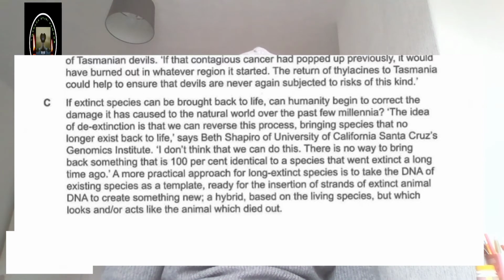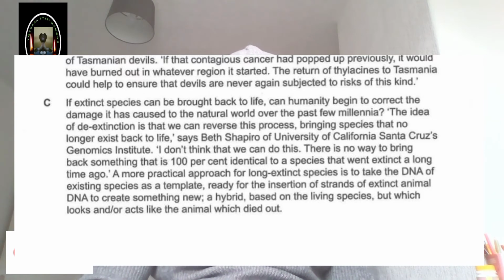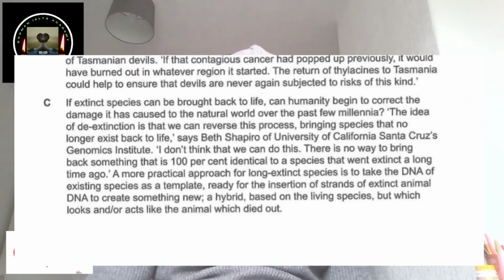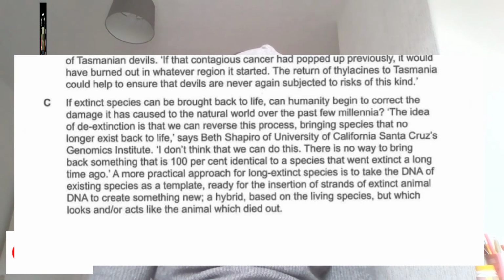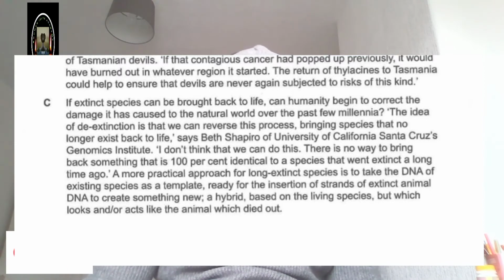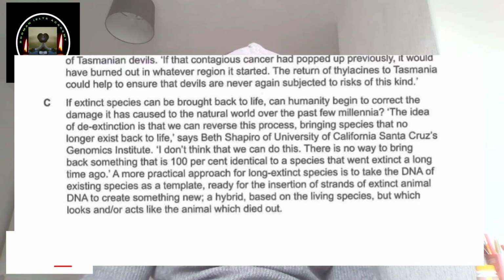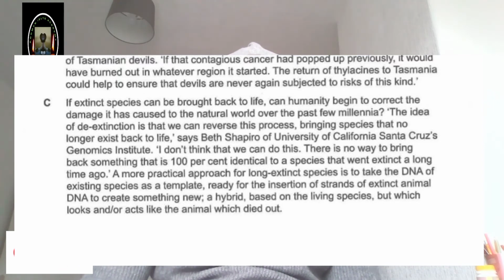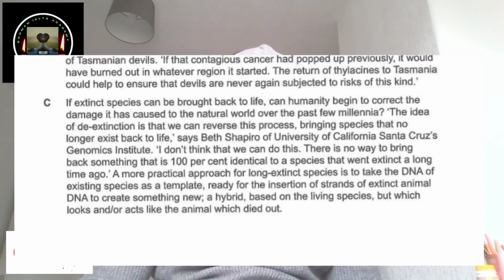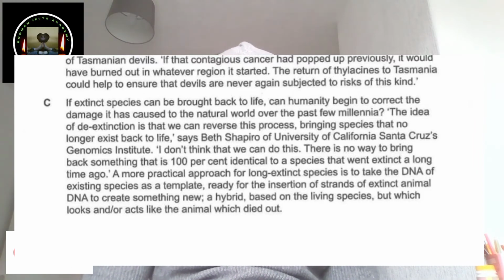Genomics Institute. I don't think that we can do this. There is no way to bring back something that is 100% identical to a species that went extinct a long time ago. A more practical approach for long extinct species is to take the DNA of existing species as a template, ready for the insertion of strands of extinct animal DNA to create something new, a hybrid based on the living species but which looks and or acts like the animal which died out.